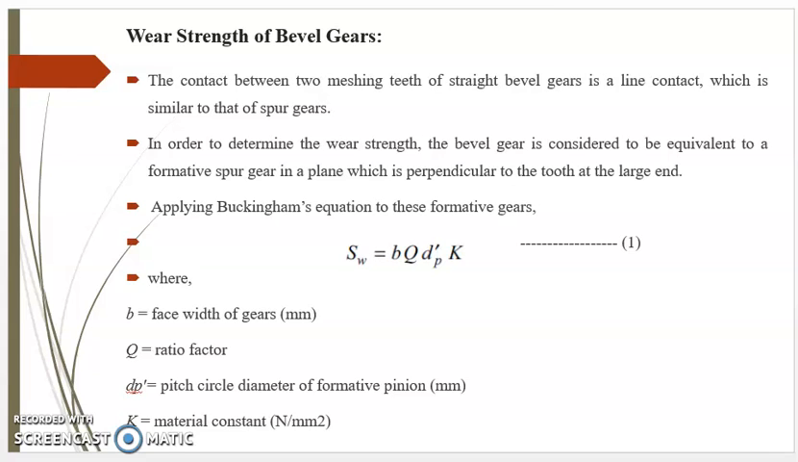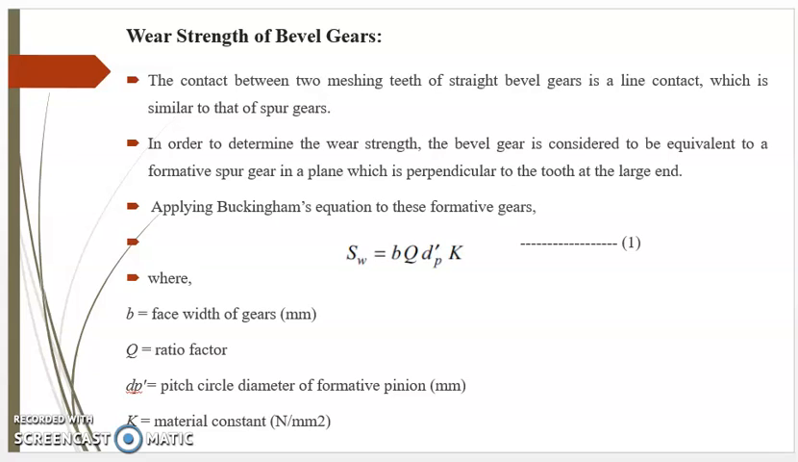The contact between two meshing teeth of straight Bevel Gears is a line contact, which is similar to that of spur gears. In order to determine the wear strength, the bevel gear is considered to be equivalent to a formative spur gear in a plane which is perpendicular to the tooth at the large end.